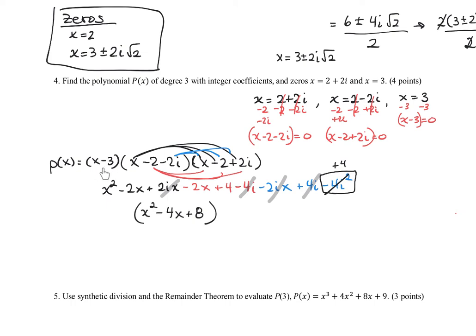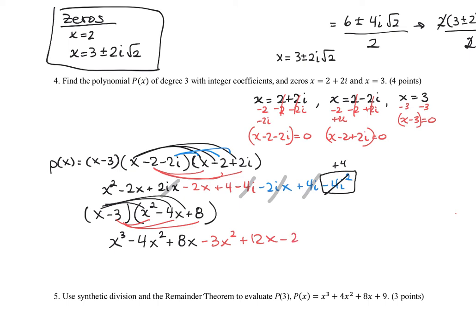And then we can multiply with this other factor, x minus 3. Using the distributive property again, we're going to distribute there to get x to the third minus 4x squared plus 8x, and then if we distribute the negative 3, we would get negative 3x squared plus 12x minus 24. So combining like terms, we would have x to the third minus 7x squared plus 20x minus 24.